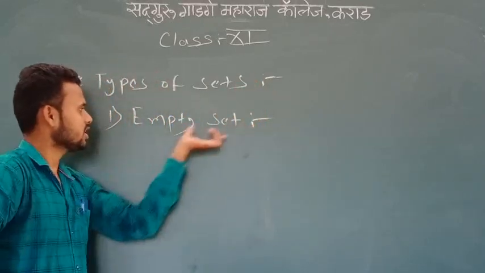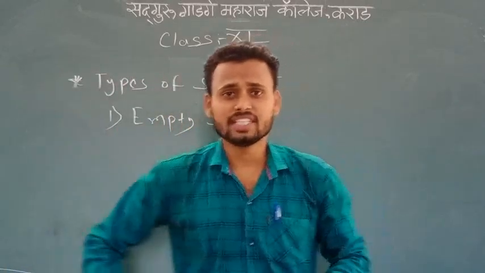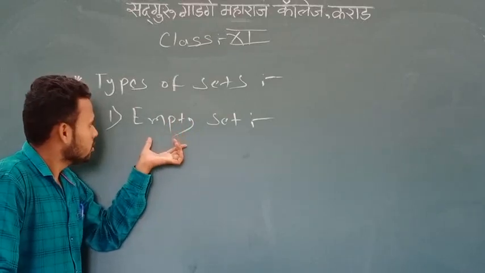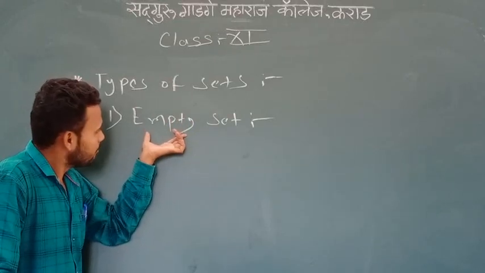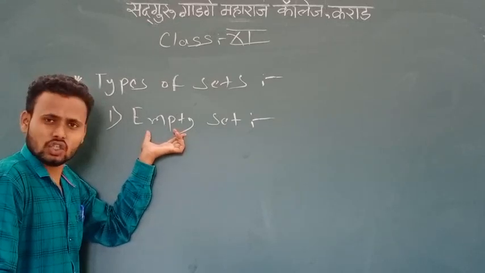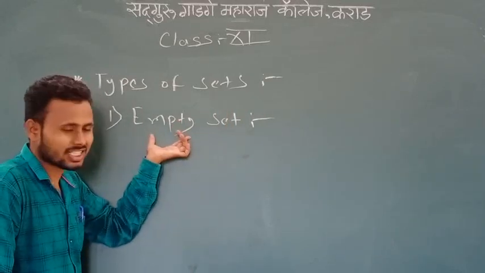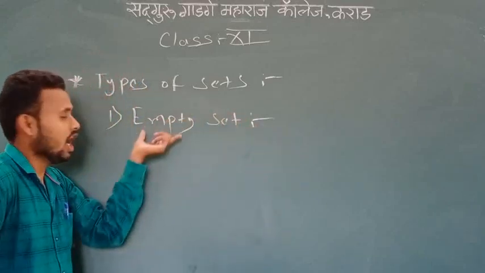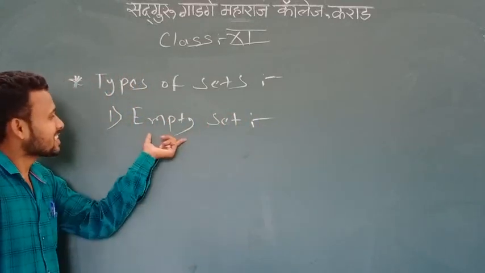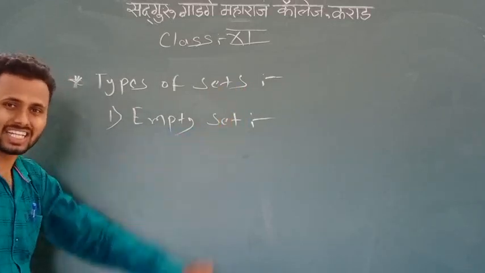What is the definition of an empty set? Simple, the definition is in the name itself. Empty means, in Marathi, मोकळा. So the definition is: a set which contains no element, or a set having no element, is called the empty set or null set.